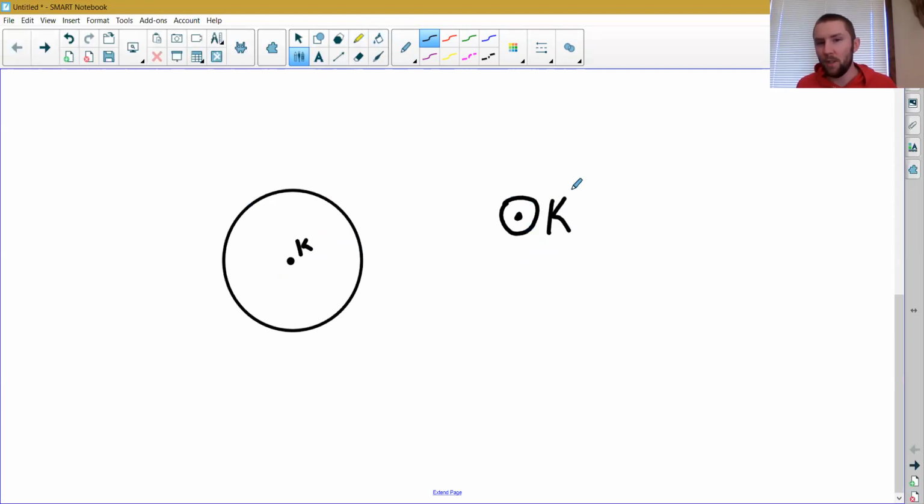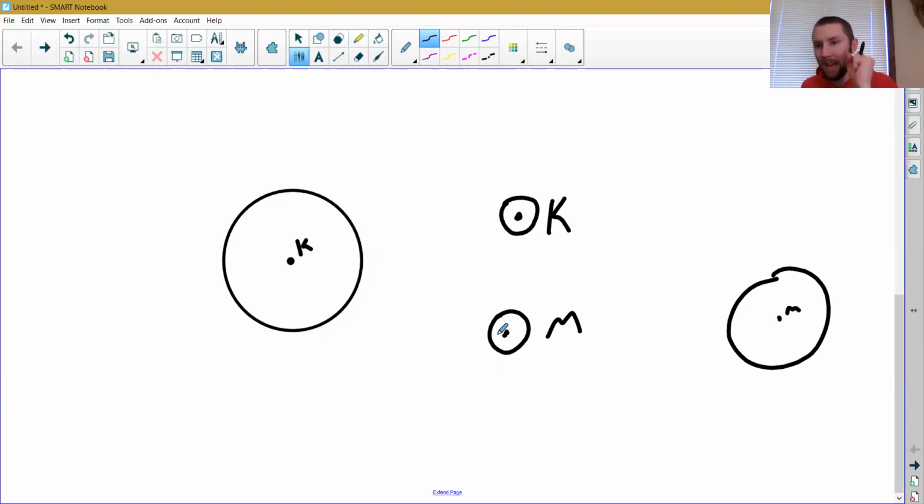Your book is going to use this kind of thing. They're going to say, draw circle M. Well, I'm just going to draw a circle, and then the middle point right there, I'm going to label M. That would be circle with M as the center. So when you see this notation, circle K, circle M, circle P, circle R, whatever it is, that's just telling you what they want you to label the center point.